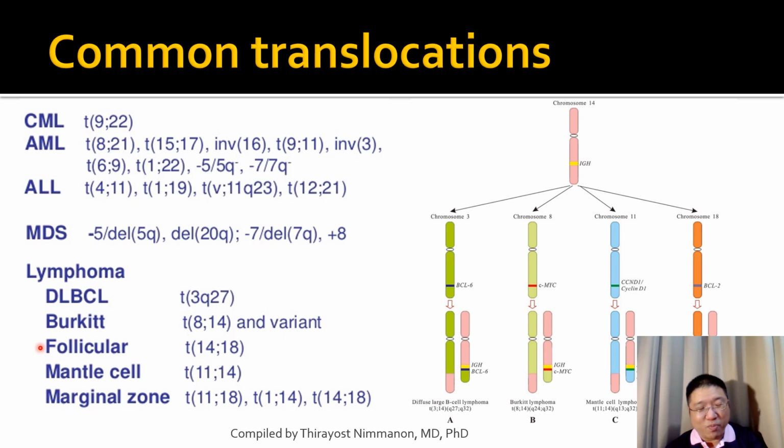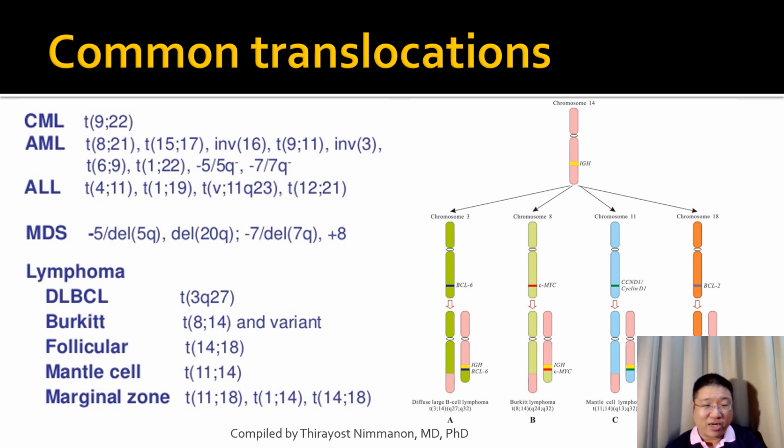The second one that you must memorize is follicular lymphoma. The translocation is translocation 14;18. 14 is for immunoglobulin, 18 is for BCL2. This translocation results in overproduction of BCL2 along with immunoglobulin. So BCL2 is overproduced. So the tumor cells will have too much BCL2. The cells will never die.